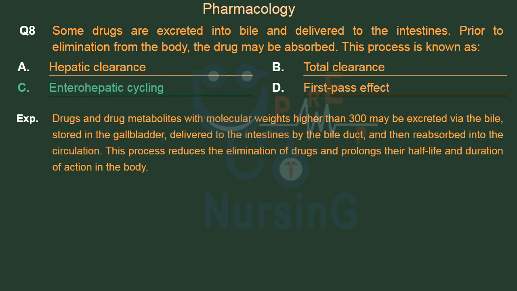Enterohepatic cycling. Drugs and drug metabolites with molecular weights higher than 300 may be excreted via the bile, stored in the gallbladder, delivered to the intestines by the bile duct, and then reabsorbed into the circulation. This process reduces the elimination of drugs and prolongs their half-life and duration of action in the body.